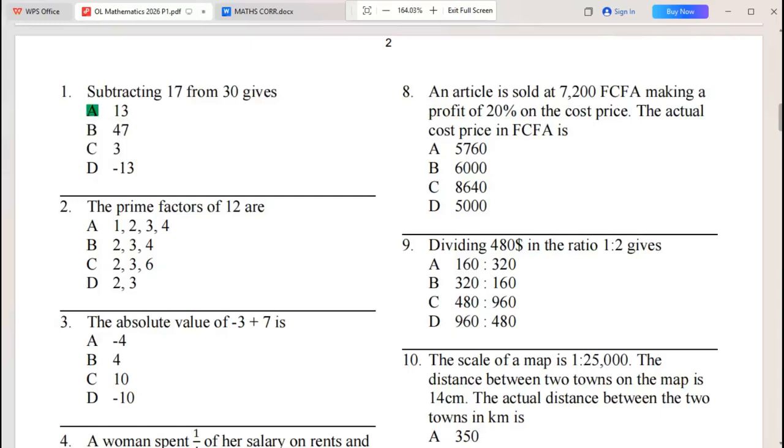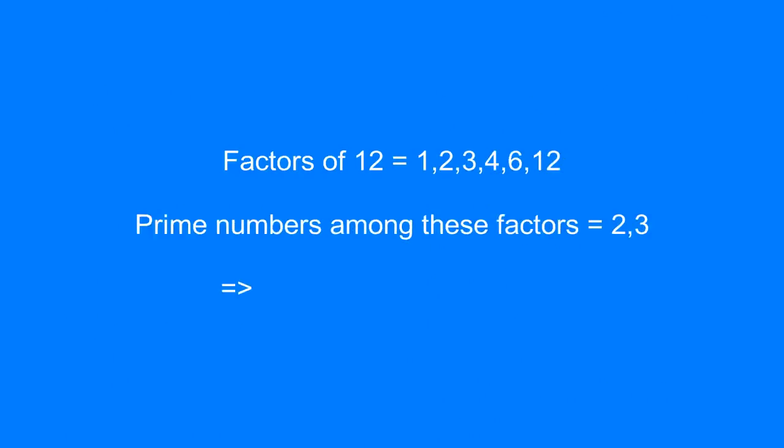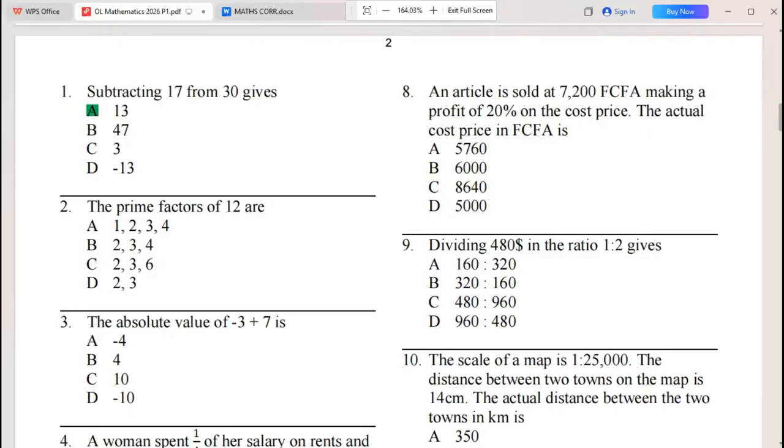Question 2. The prime factors of 12 are. To find the prime factors of 12, you first of all need to find all the factors of 12. Now from those factors of 12, you select the numbers which are prime numbers. The factors of 12 include 1, 2, 3, 4, 6, and 12. And from these numbers, 2 and 3 are the only prime factors of 12. So for question 2, our answer is D, 2 and 3.